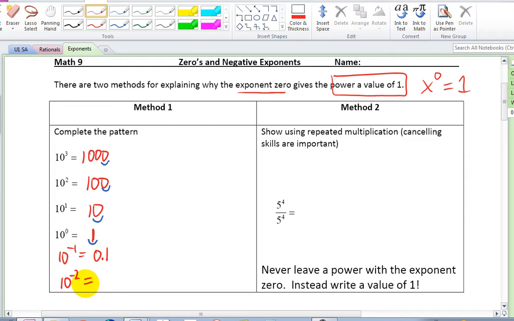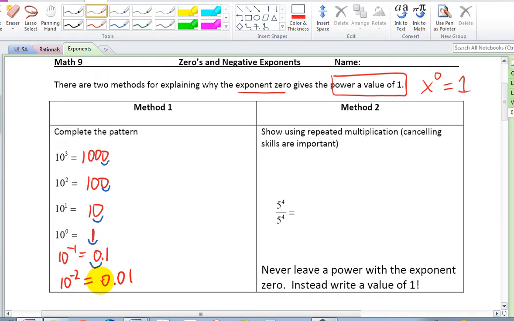10 to the negative 2 then, what will that equal? 0.2. No. Follow the pattern. Move your decimal place over 1 more. 0.01. Okay. Do we have a negative result from negative exponents? No. That's very important. Do negative exponents give you negative answers? No. We're going to come back to that in a second and talk more about that.